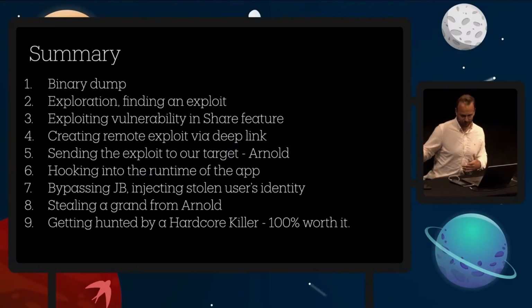So here is a quick summary of what happened. We did binary dump. We had to do it because the binary itself is encrypted. So that's what I had to do on my jailbroken device. We found an exploit. We were able to exploit the share feature. We were able to, from the binary, figure out how the deep link works, and we were able to inject the malicious code into the deep link. We hooked into the runtime in Objective-C. We bypassed jailbreak detection. We robbed Arnold for $1,000, and I'm gonna get hunted.